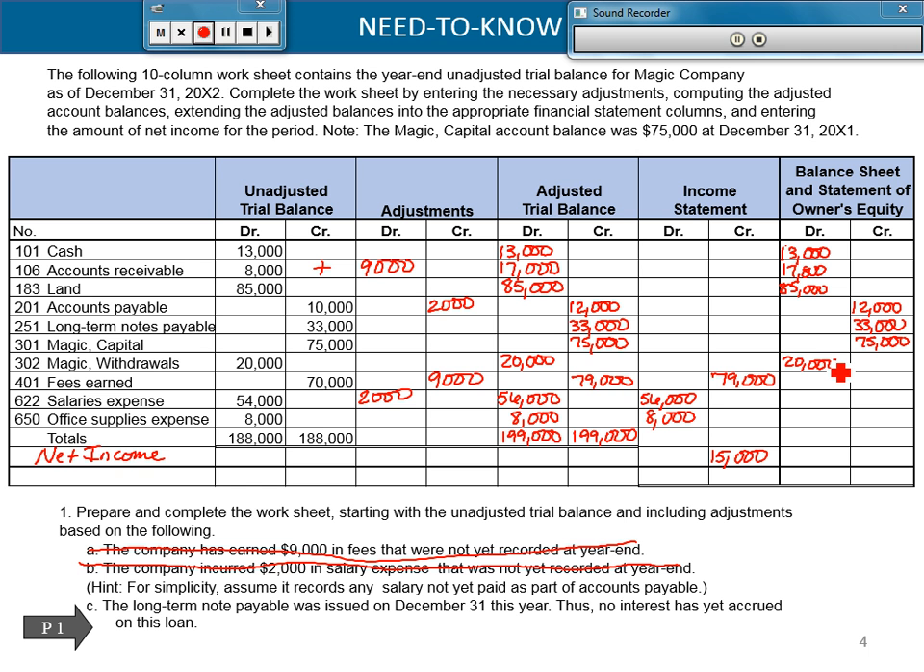So all the assets total what? Because that's what we're going to put on this side here for totals. 13,000 plus 17,000 plus 85,000 equals what? You said 13 plus 17 plus 85,000, not plus the 20? 20 is withdrawals. So how much is it? 115.